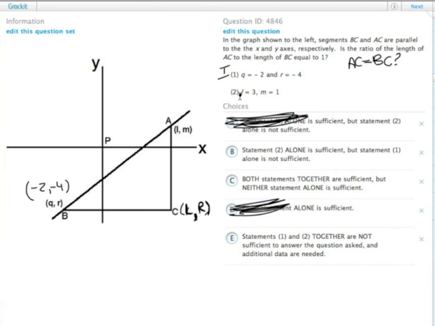Statement 2 gives us L and M. It gives us this point as (3, 1). And we have to pretend for a second that we don't have the previous information. We still only have one of the 2 points. So statement 2 is not it.